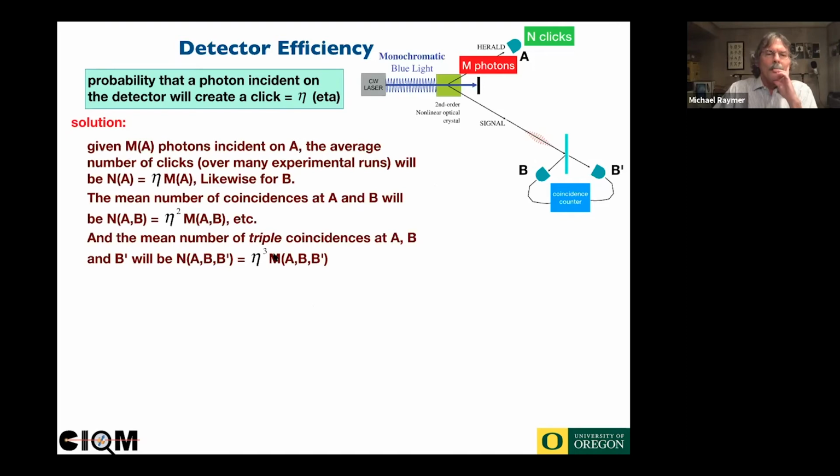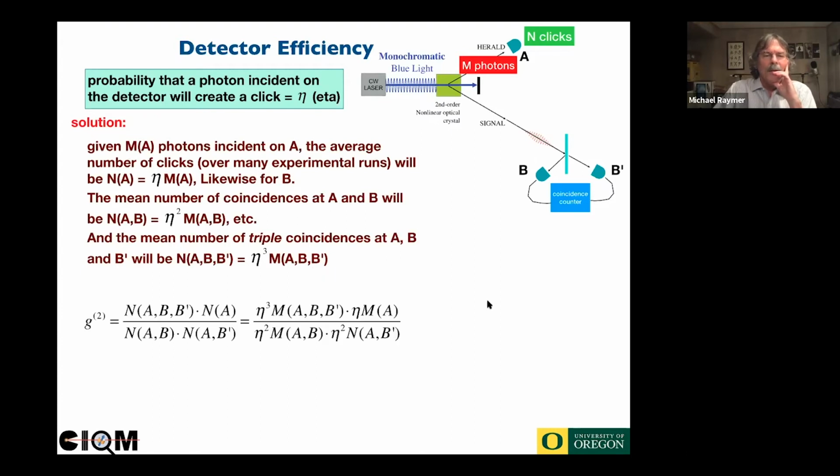So now, this is the solution that we just wrote down. We summarized these solutions here. But now what I'm going to do is just skip through this because I don't want to take more time. G2, which we know is given by this ratio of the four n factors, which are the number of observed singles, doubles, and triples, is what we call those. Singles, doubles, triples. Now, those are the detected events. The M's are the actual photons arriving.